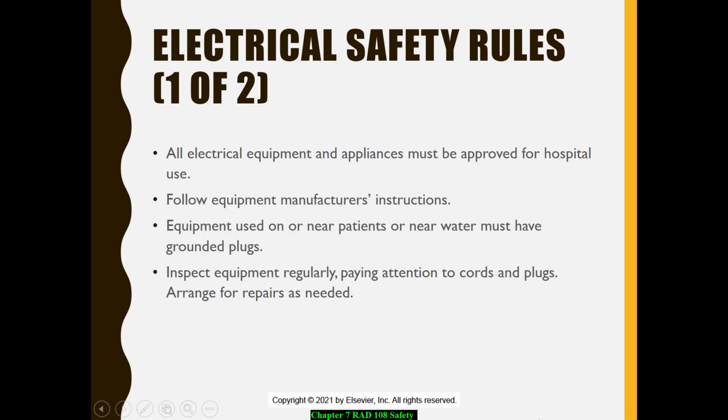Now let's take a look at common hazards. With common hazards, we have electrical safety rules, and in here you need to be aware of your electrical equipment and appliances. They must be approved for hospital use. You need to follow your equipment manufacturer's instructions. Equipment used on or near patients or near water must have grounded plugs. And you must inspect equipment regularly, paying attention to the cords and plugs, and arrange for repairs that are needed.